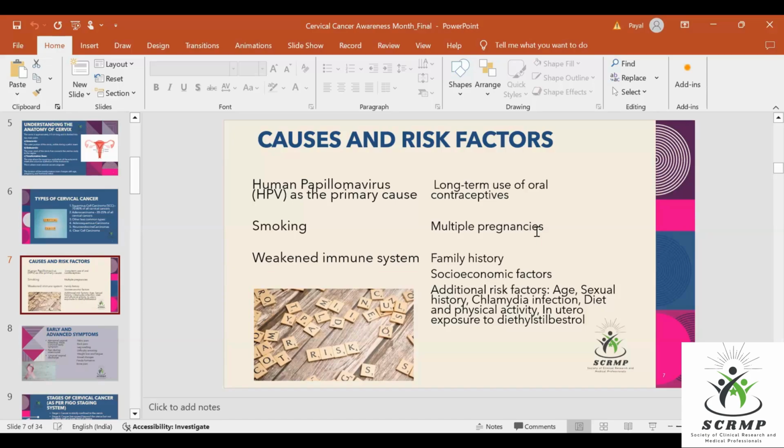And other factors like family history, chlamydia infection, and in utero exposure to diethylstilbestrol have the potential to directly involve that part and lead to cancers.